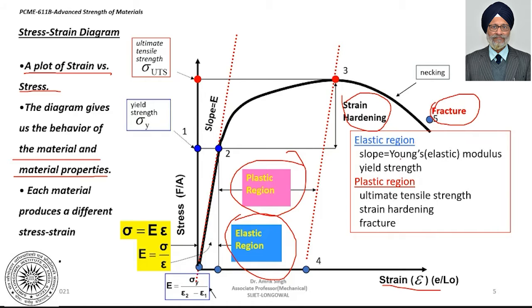In the elastic region, the slope is equal to the Young's modulus of elasticity, and in the plastic region, the ultimate tensile strength, strain hardening, and fracture. These three things are important. From here, the definition of stress upon strain is the modulus of elasticity. This you can see here. The ultimate tensile strength is denoted by UTS, and the stress corresponding to this point, which is there up to the elastic region, is the yield.